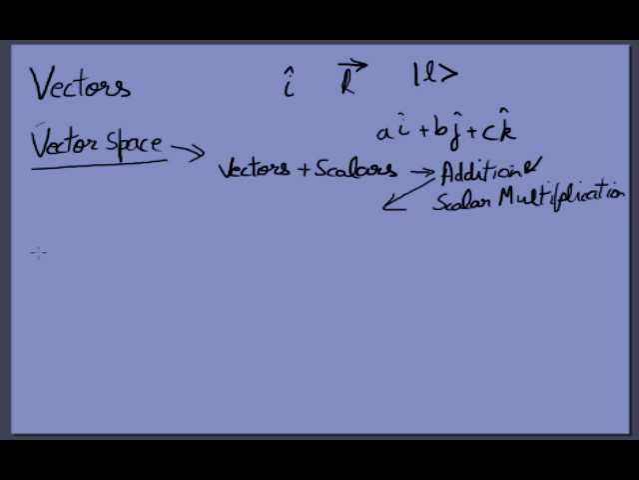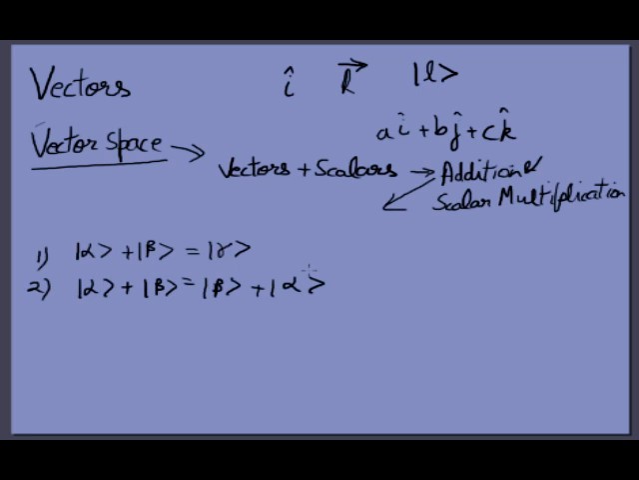Now vector addition has to have some rules. The first is |alpha> + |beta> = |gamma>, which means addition has to be closed, meaning if you add two vectors, the result has to be a third vector. This is clearly true for the original definition of vectors, ai plus bj plus ck, because if you add two separate vectors, you will get a third vector. Also, vector addition should be commutative. So |alpha> + |beta> should be equal to |beta> + |alpha>.